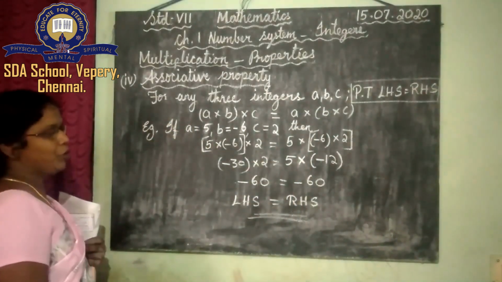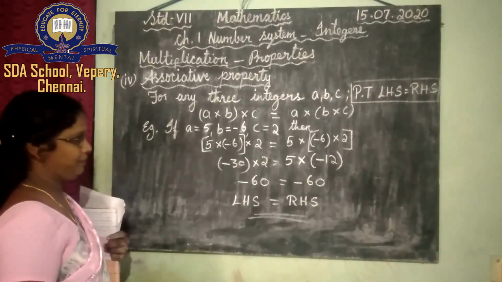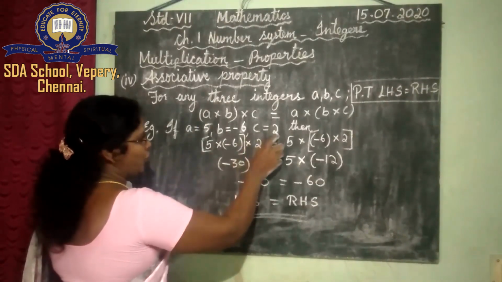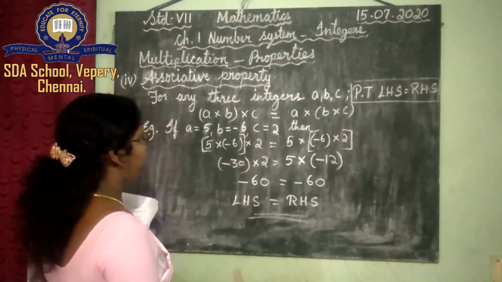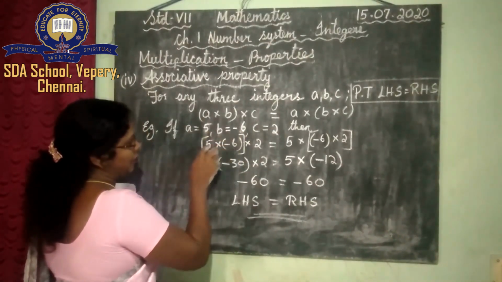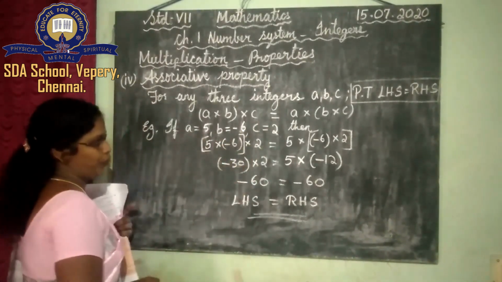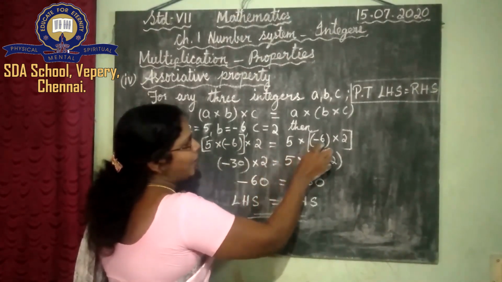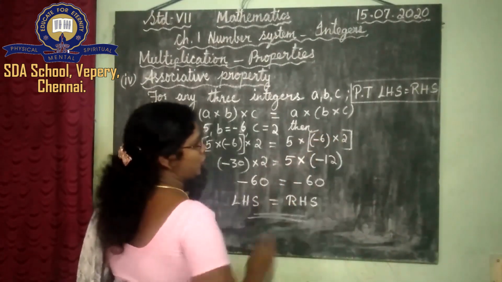Now I am going to prove this by giving an example. If a is equal to 5, b is equal to minus 6 and c is equal to 2, where 5, minus 6 and 2 are integers. What is a? 5. What is b? Minus 6. Left side: 5 associated with minus 6 and multiplied by 2. Right side: 5 multiplied by minus 6 multiplied by 2, where minus 6 is associated with 2.